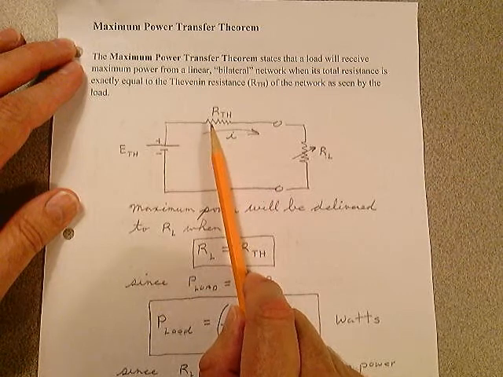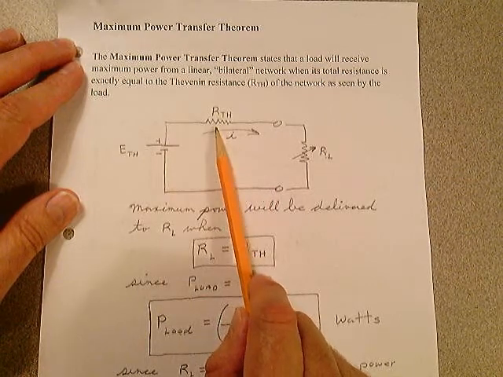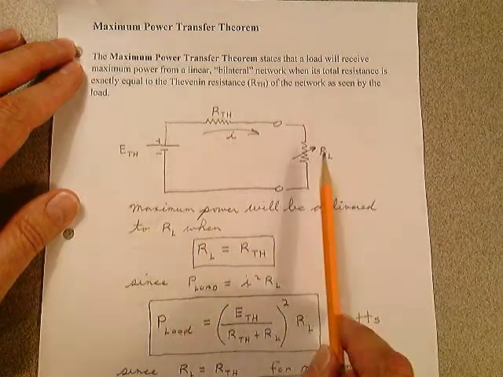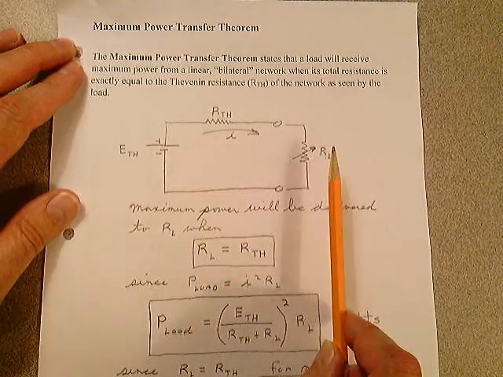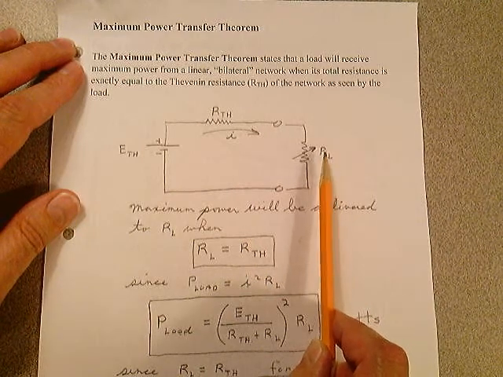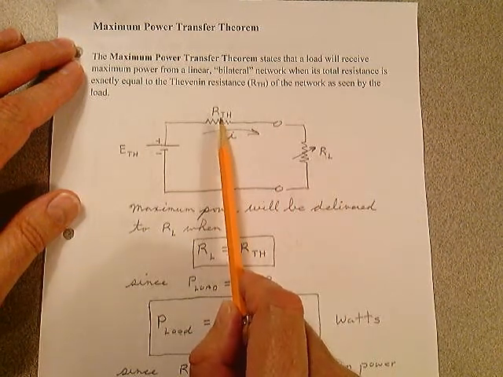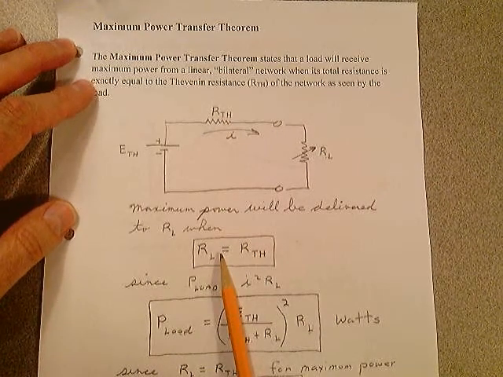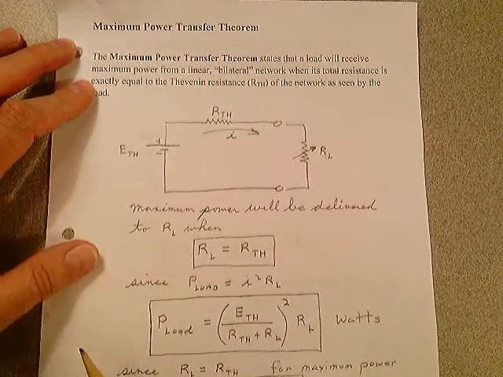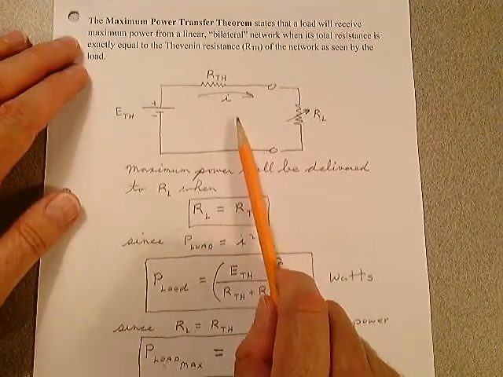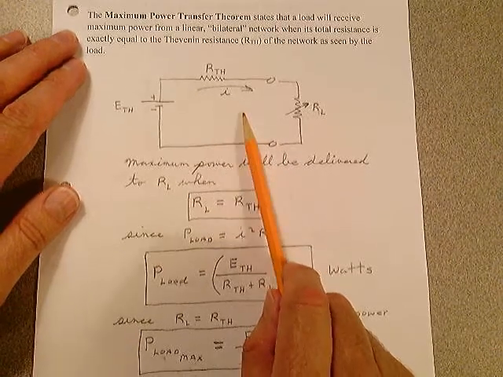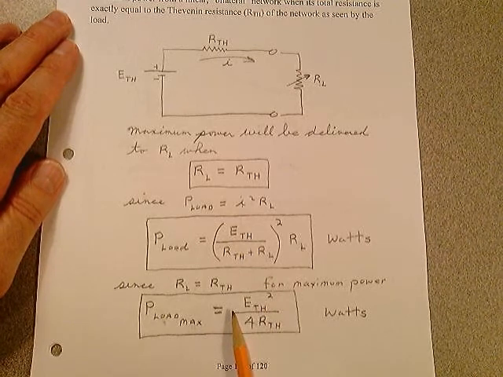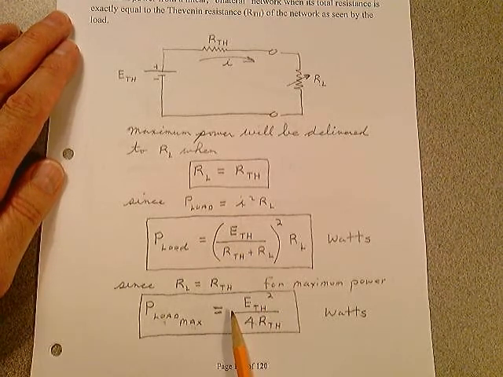What the maximum power transfer theorem tells you is maximum power will be delivered to this load resistor RL whenever RL is exactly equal to the value of the Thevenin resistance. That's a pretty powerful statement. We're going to prove it in a minute. But for now, I want you to look at this circuit and use some simple analytical techniques to come up with these two equations down here, which you'll use on the exams and quizzes.